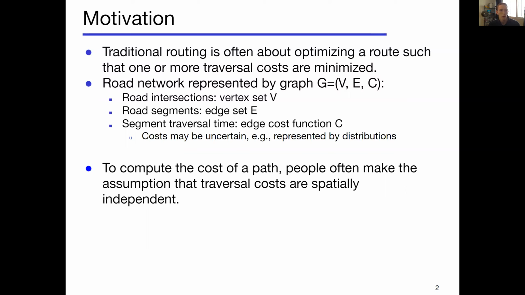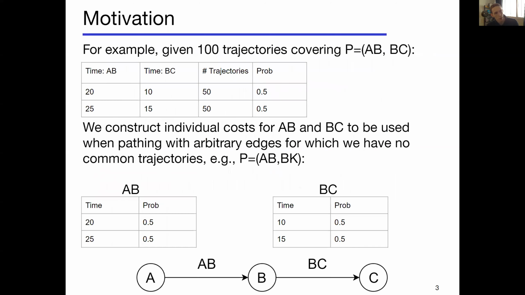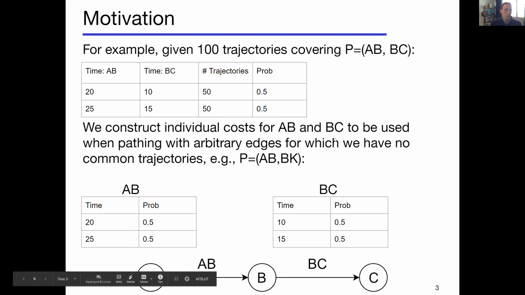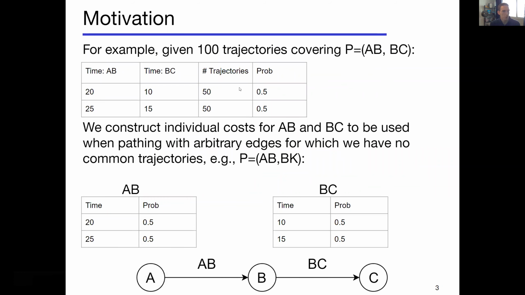And in this work we are looking at uncertainty, which means that we have distributions associated with costs. Now, in order to be able to compute the cost of a path, people often use some operators such as convolution, which makes the assumption that costs are independent. Let me show you what that means and why that might be a problem. Say that we have 100 trajectories covering the path ABBC. As you can see down here, 50 of these trajectories have a cost of 30 in total, whereas 50 of them have a cost of 40 in total.